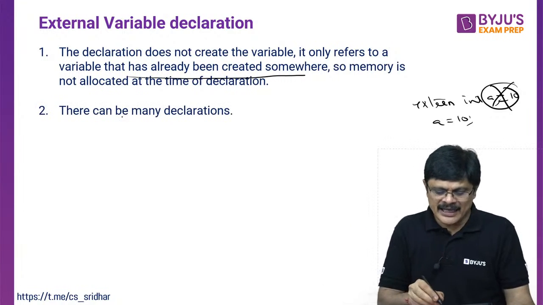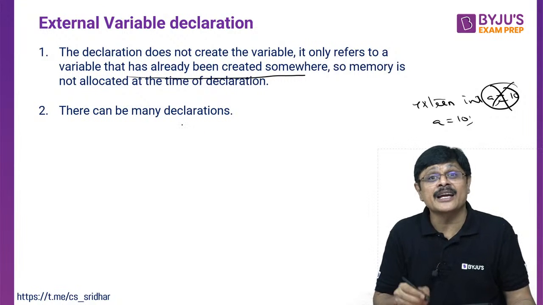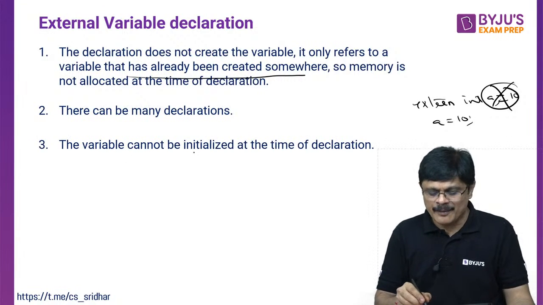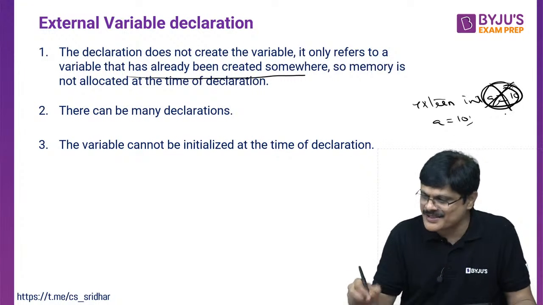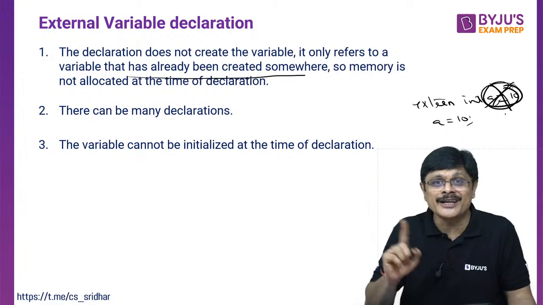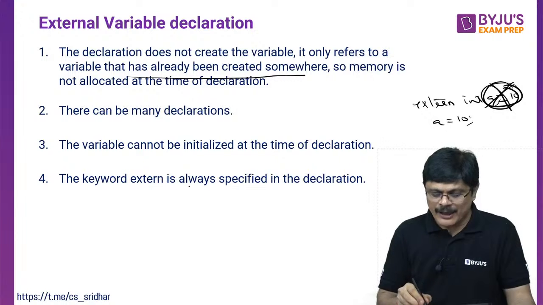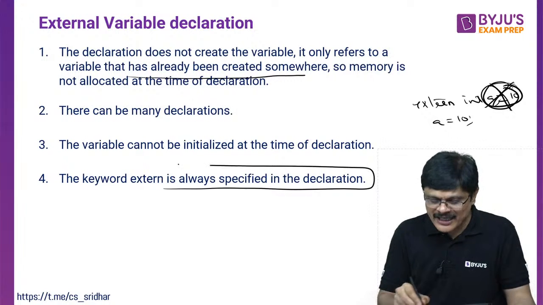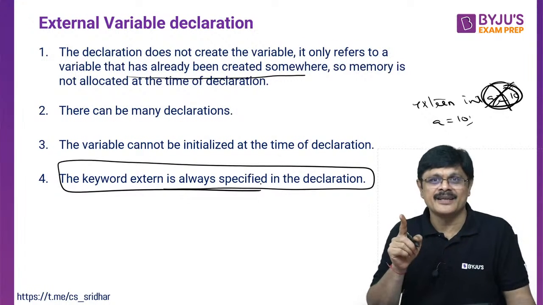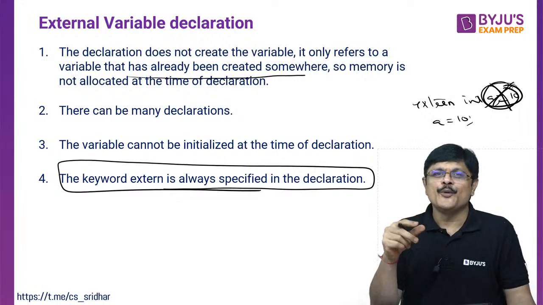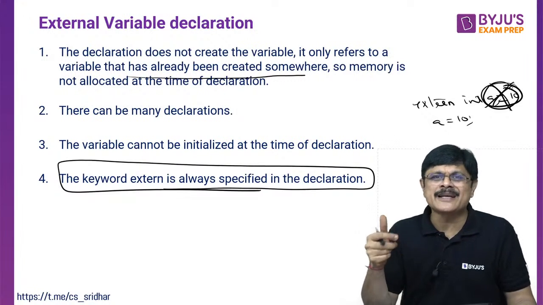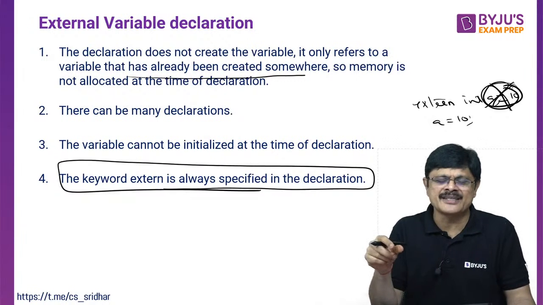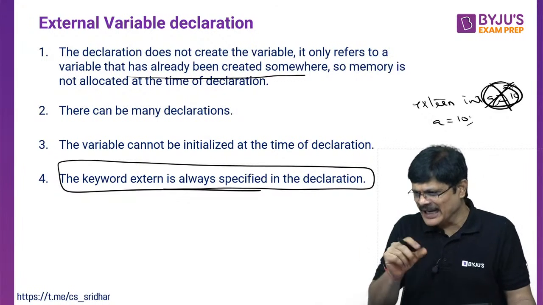Am I clear? There can be many declarations. The variable cannot be initialized at the time of declaration. As I told you, when you are declaring, you cannot initialize it. The keyword extern is always specified in the declaration. Here, the keyword is compulsory, but within the same file, even if you don't write it, the default extern keyword will be supplied for that particular variable, my dear friends. I'll explain that with an example.